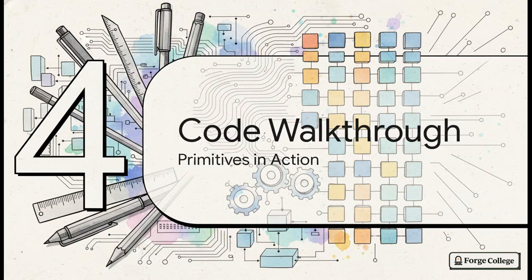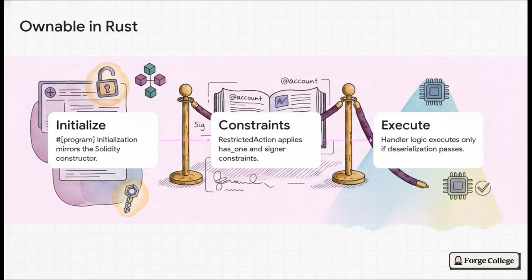Section 4. Side-by-side code walkthrough. Okay, time to roll up our sleeves and look at the actual code to see these primitives in action. Here's how an ownable pattern looks in Rust. In step 1, our program initialization basically mirrors the Solidity constructor, setting the initial owner. But step 2 is where the magic really happens. Notice how the owner resides inside an account struct, forcing the client to pass the correct accounts and signatures instead of relying on hidden context. We define a restricted action account struct using has_one equals owner and force the owner account to be a signer. Then, in step 3, your handler logic finally executes. But remember, you only get to step 3 if the velvet rope allows it.